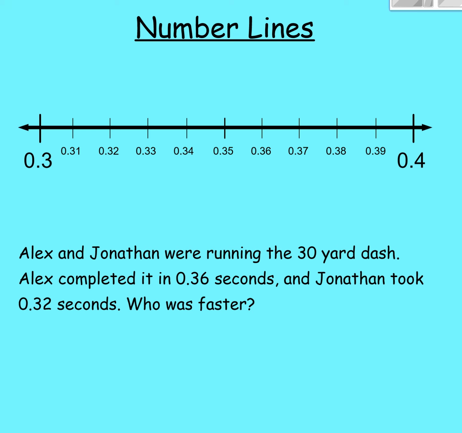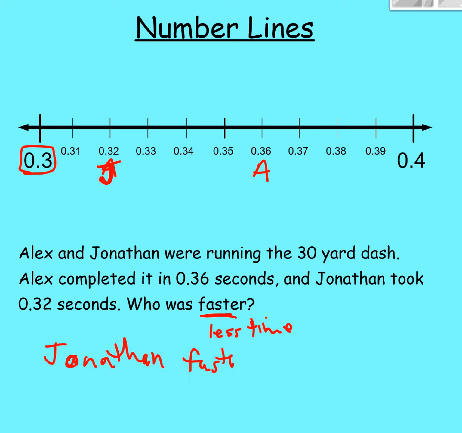So Alex and Jonathan were running the 30-yard dash. Alex completed it in 36 hundredths of a second, and Jonathan took 32 hundredths of a second. Who was faster? Well, to be faster means who used less time. So the closer we are to 3/10 would be the less time, which means Jonathan was faster. And the reason we know that is 32 hundredths is less than 36 hundredths.